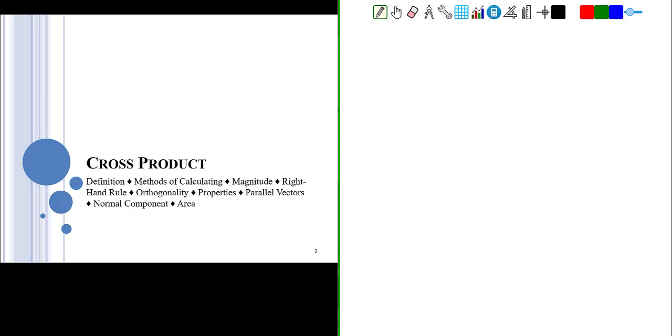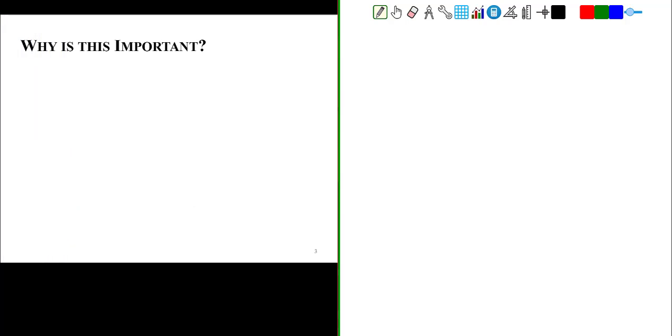Today, we're going to learn about multiplying two vectors using an operation called the cross product. Why is the cross product important? Well, previously we learned about scalar multiplication. Multiplying a vector by a scalar ends up stretching that vector, shortening a vector, or rotating a vector.